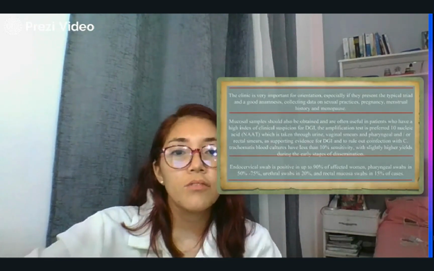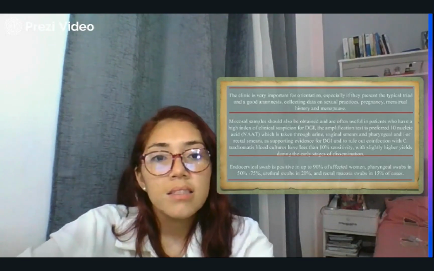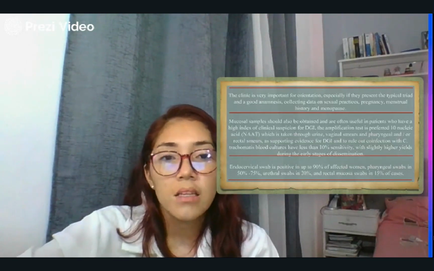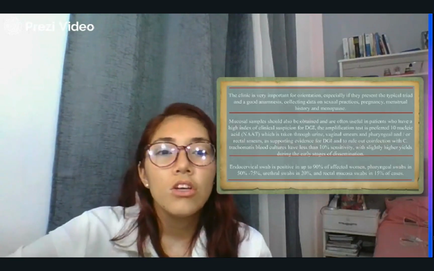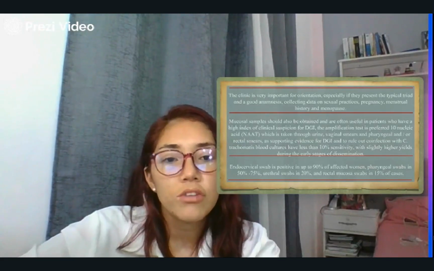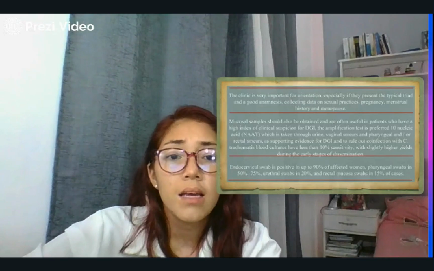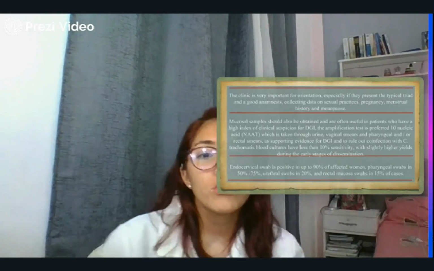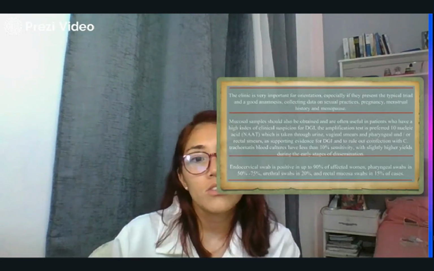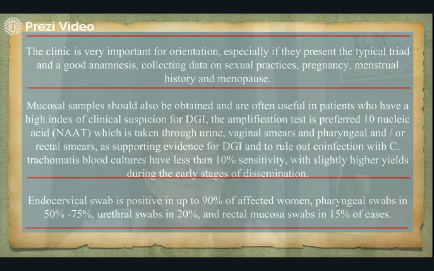Also, the clinic is very important for orientation, especially if they present the typical triad and a good anamnesis, collecting data on sexual practice, pregnancy, menstrual history, and menopause. Mucosal samples should also be obtained and are often useful in patients who have a high index of clinical suspicion for DGI. The nucleic acid amplification test, NAAT, is preferred, taken through urine, vaginal smears, and or rectal smears as supporting evidence for DGI and to rule out co-infection with C. trachomatis. Blood cultures have less than 10% sensitivity, with slightly higher yields during the early stage of dissemination.